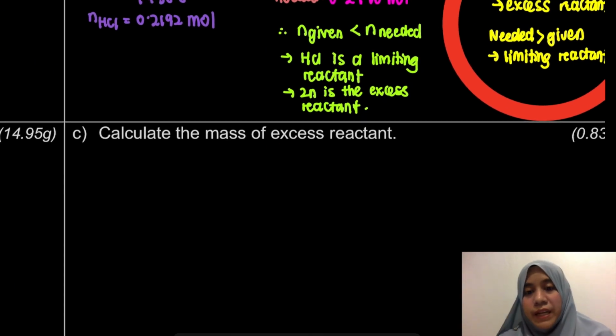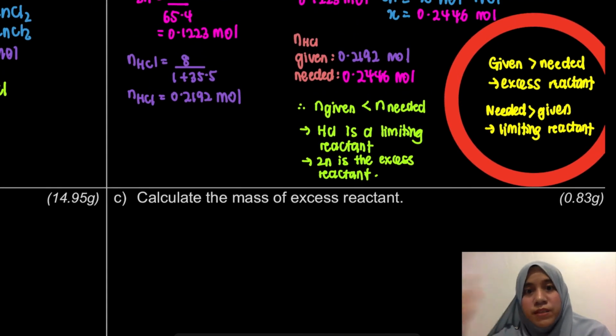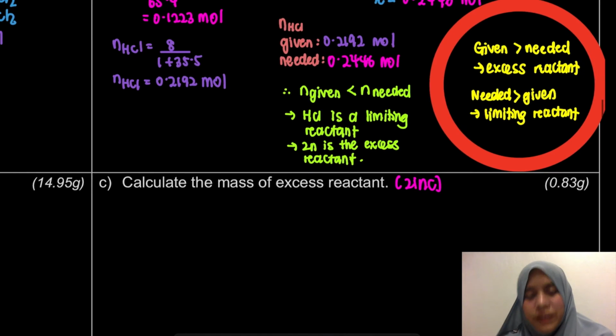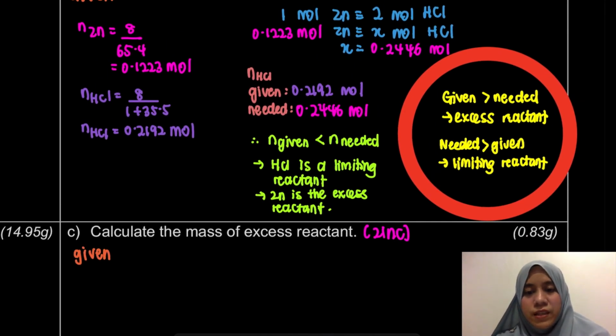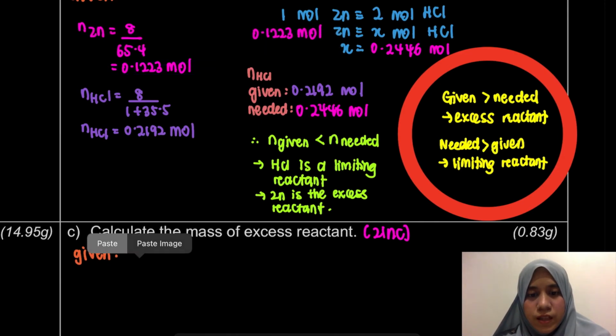This one is the leftover. At the end of the reaction there is some left over, like the cheese sandwich where we had 5 left over. This one has a few more steps, but it's okay, you can do this. Okay, our excess reactant is zinc. Here, the given for our zinc is actually 0.133 mole. That is for the given.